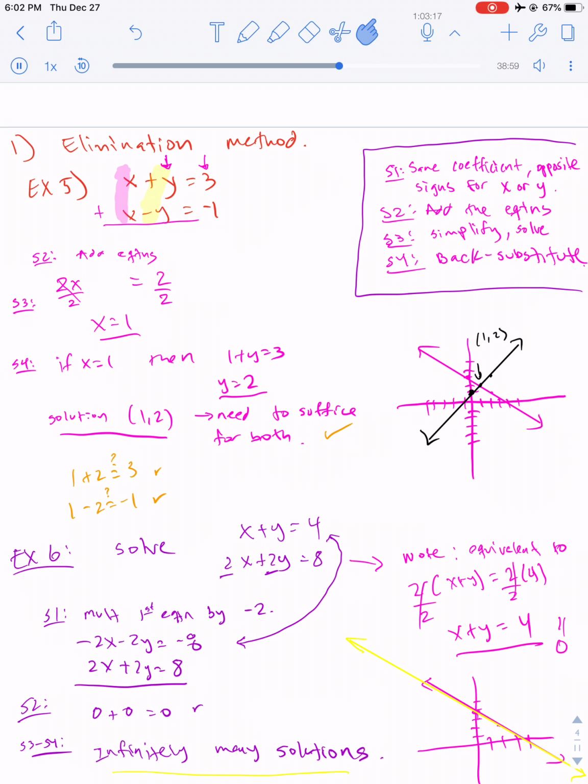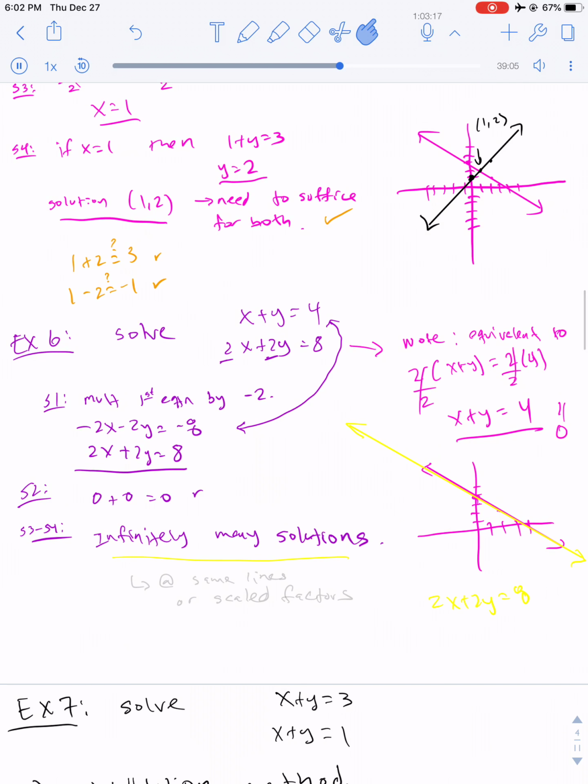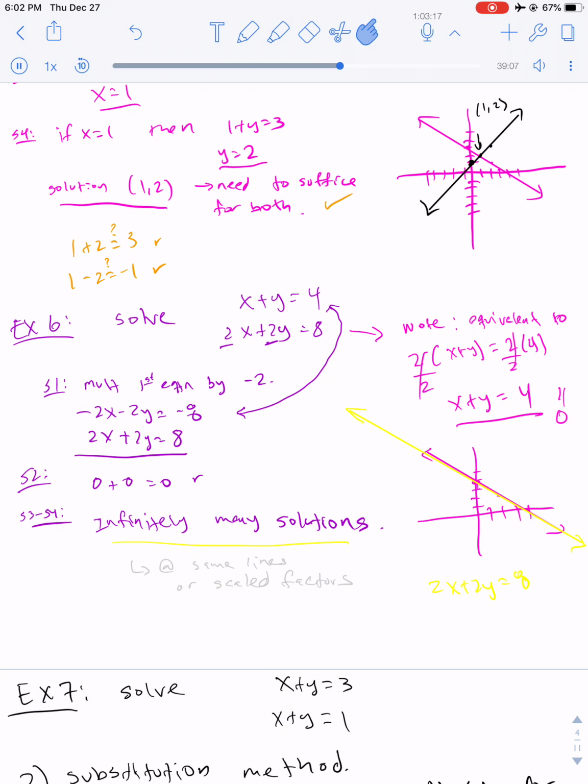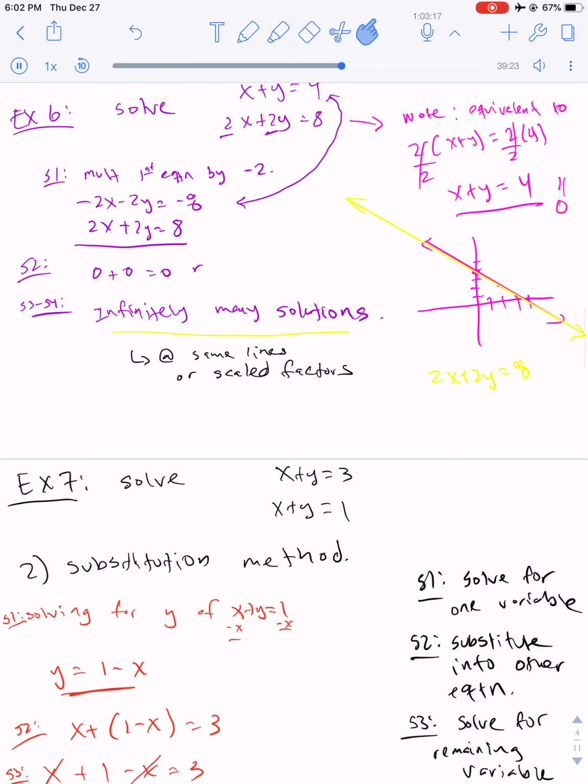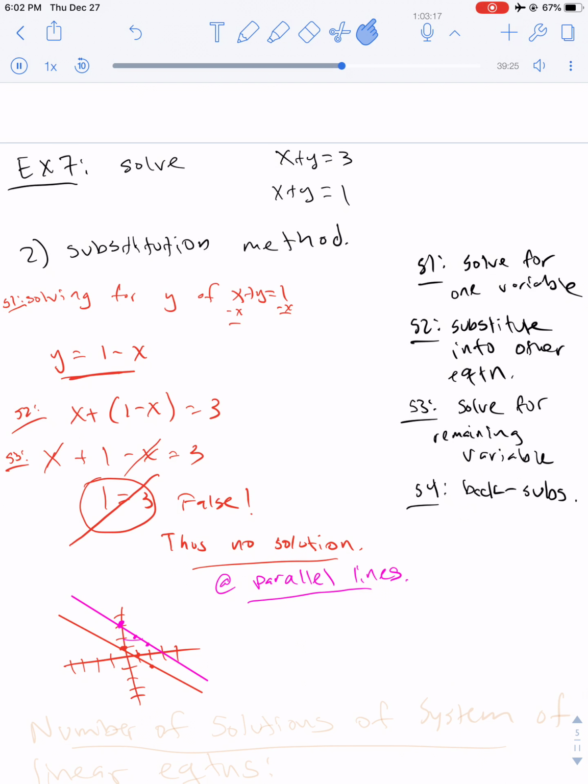So you have one solution when your lines intersect, infinitely many solutions when they're the same line or scaled factors, which means the same thing. And like example 7, there are no solutions when there are parallel lines.